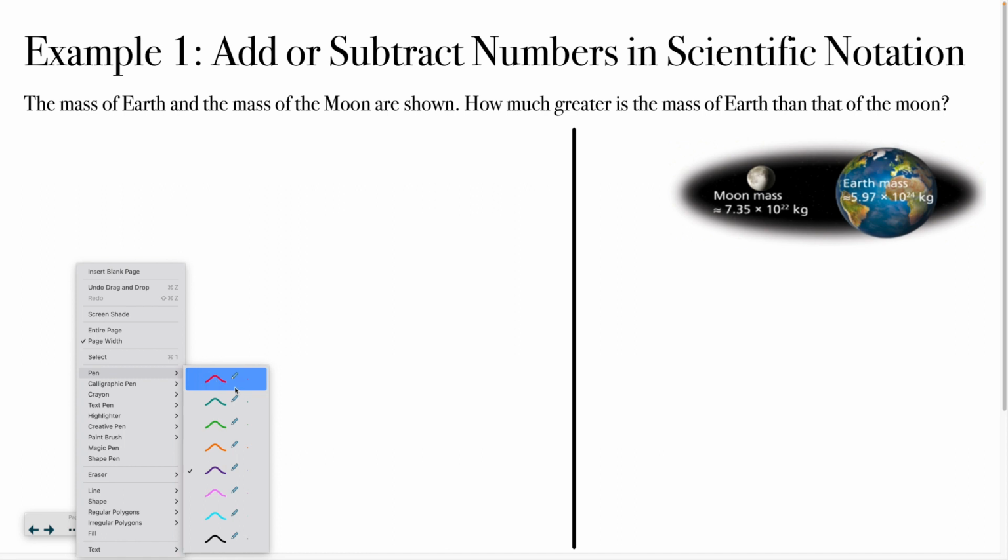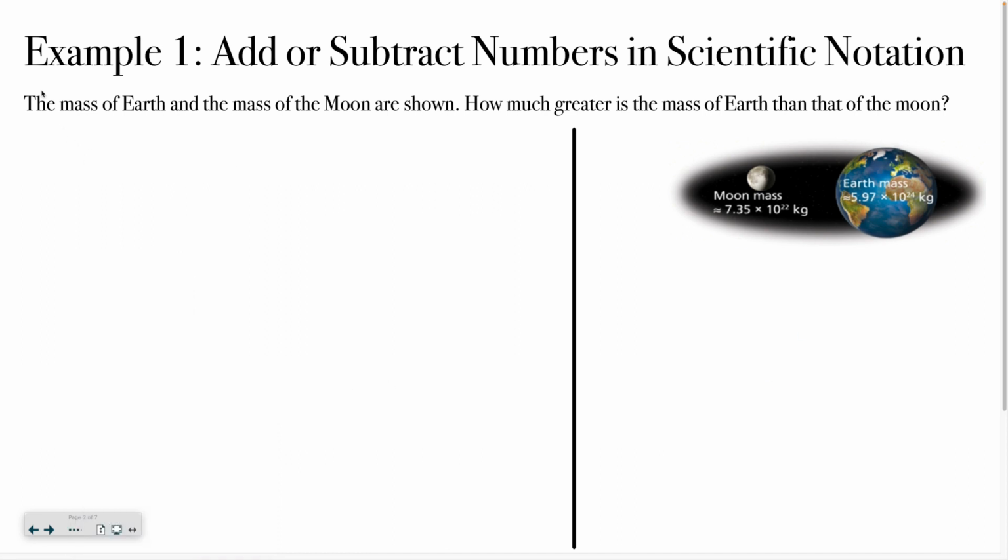So in this first way, I am looking at the mass of Earth and the mass of the Moon. How much greater is the mass of Earth than that of the Moon? How much greater means that I need to subtract, right? I'm going to say Earth's mass minus the Moon's mass in order to determine how much greater the Earth's mass is. So let's start with writing out the Earth's mass, it's like a tongue twister, in standard form.